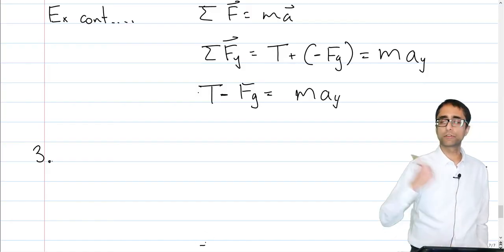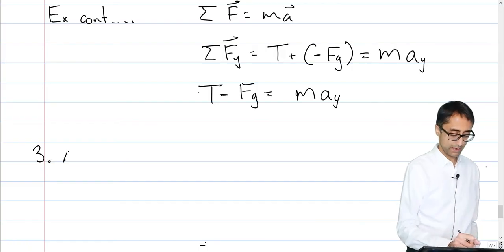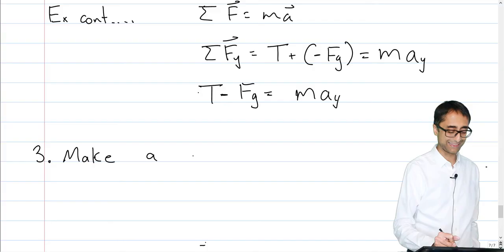Number 3, once you've done your free body diagram, once you've done your F equals ma, now you could do this before, but at some point you need to make yourself a list of known quantities.